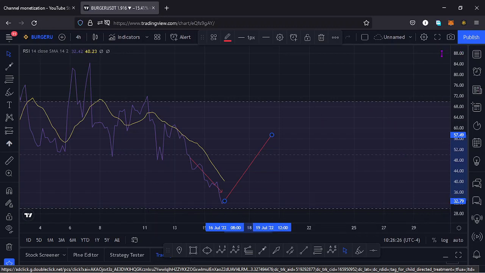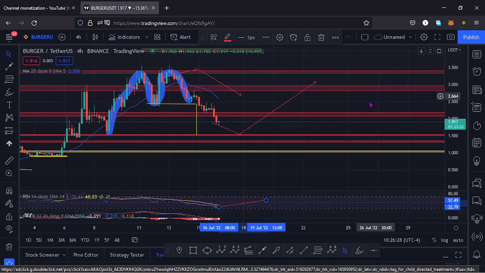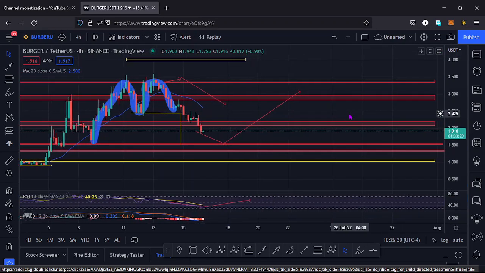So those are the key scenarios that I expect to play out here on the Burger chart, and I'll keep you updated on any movement that plays out.